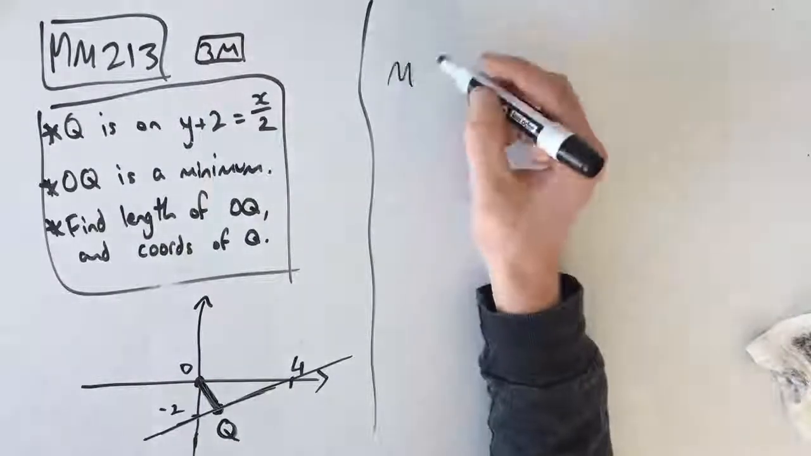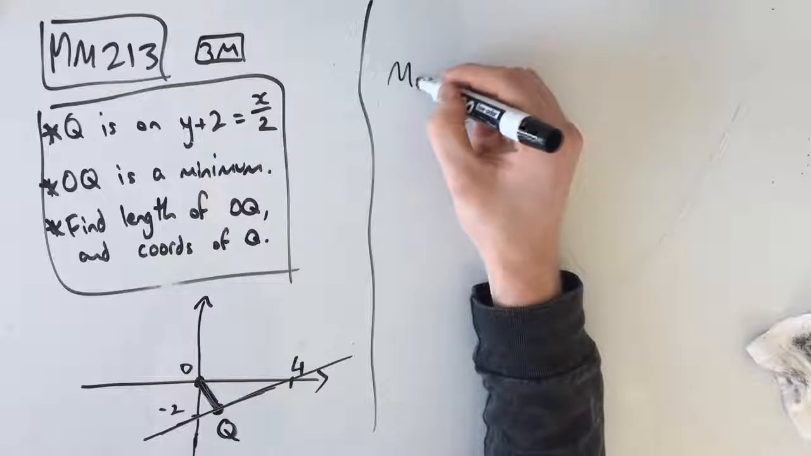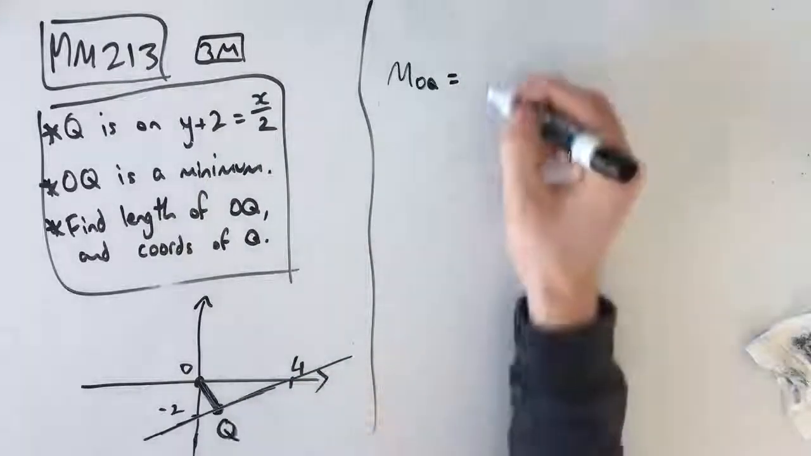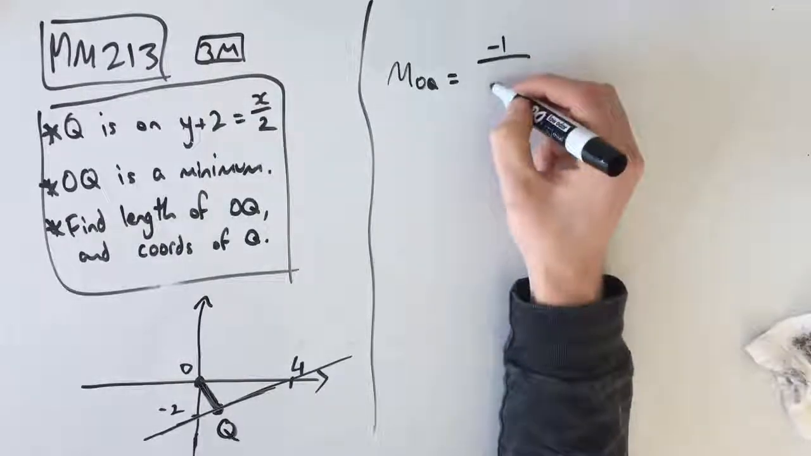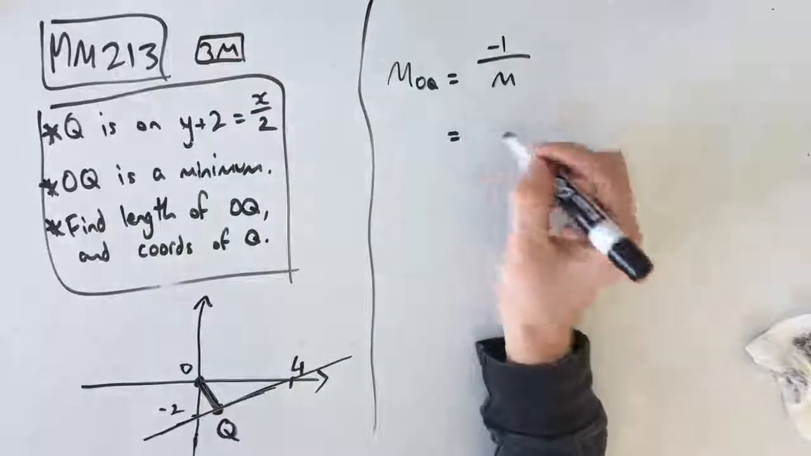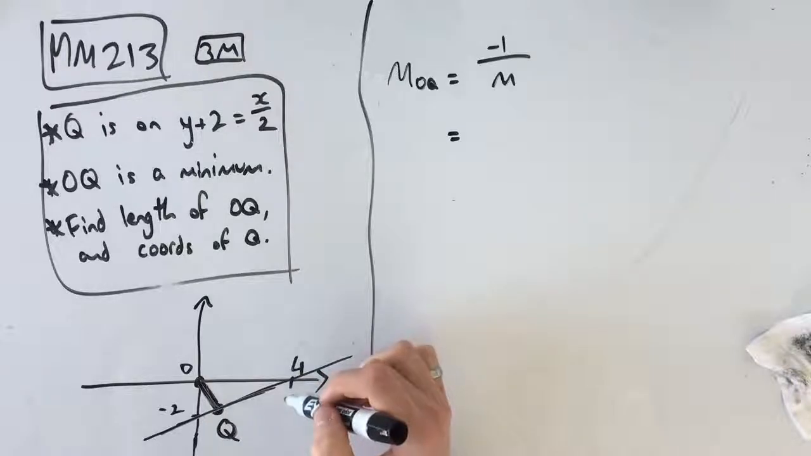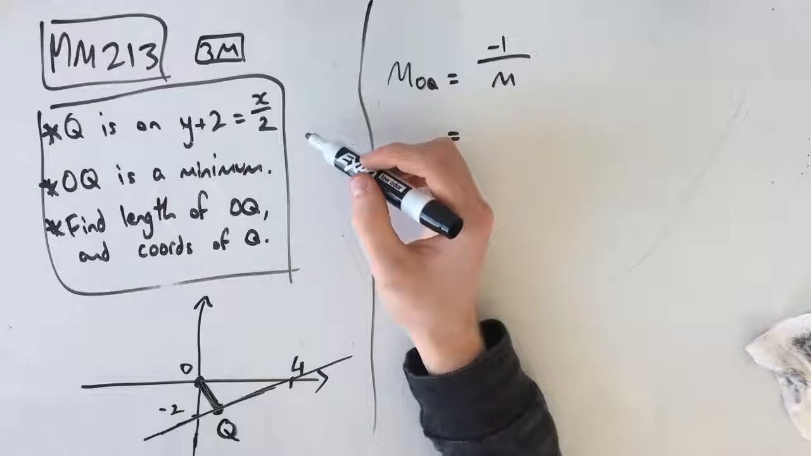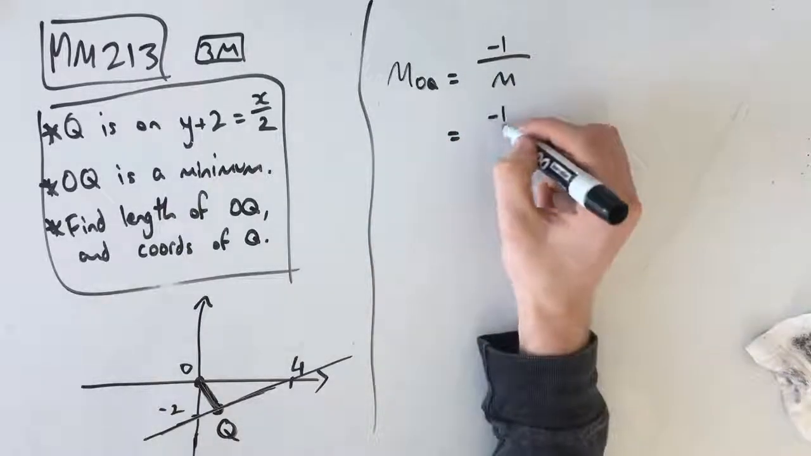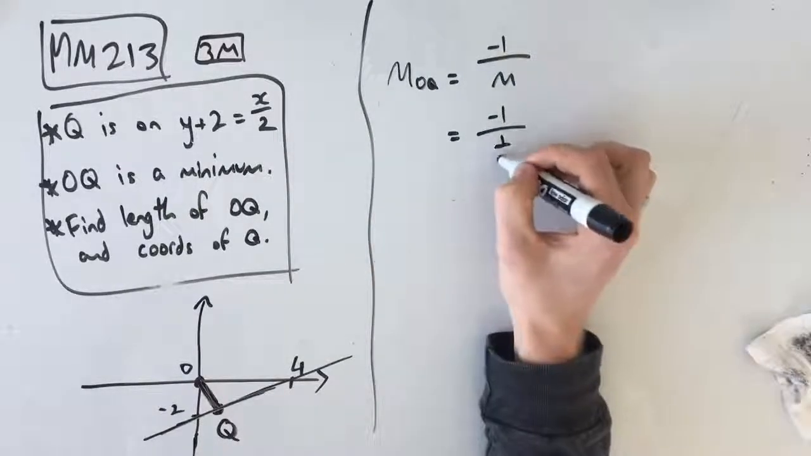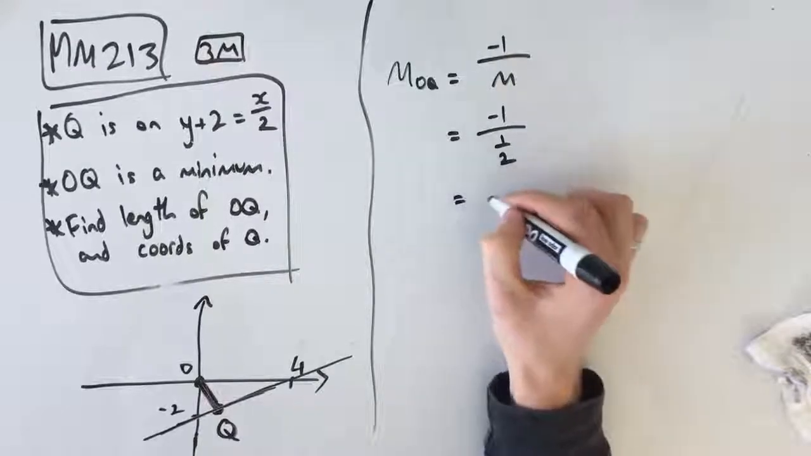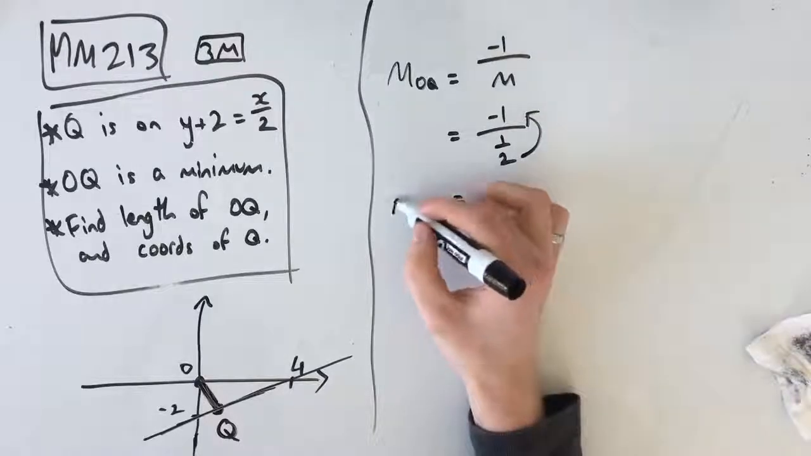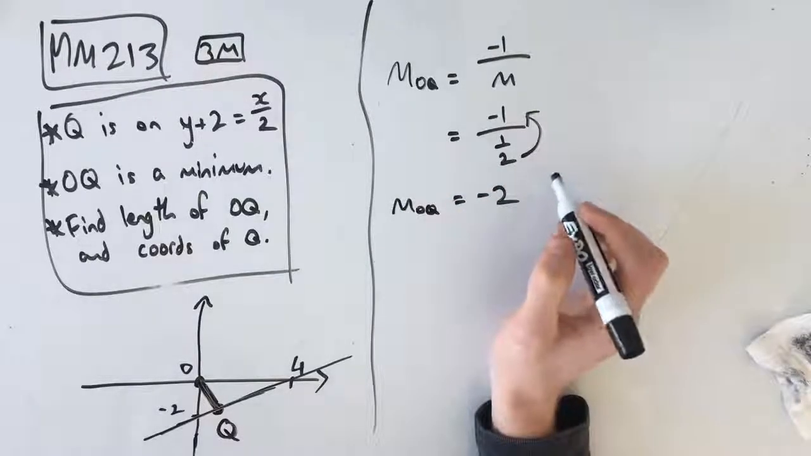So M of OQ, being the gradient of OQ, is equal to -1 over the gradient of this line here, okay? We know that the gradient of the line is 1/2 because it's x on 2, so m is 1/2. And then that means that our gradient of OQ is equal to -1 over 1/2, which is equal to -2, right? Because this 2 just comes up here. That means that our gradient of OQ is -2, right?